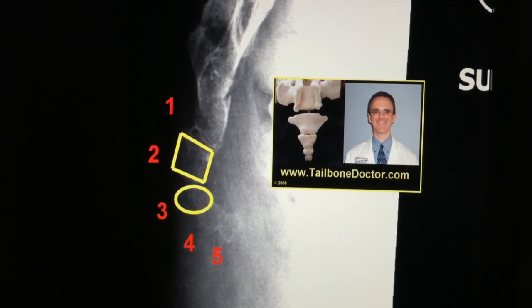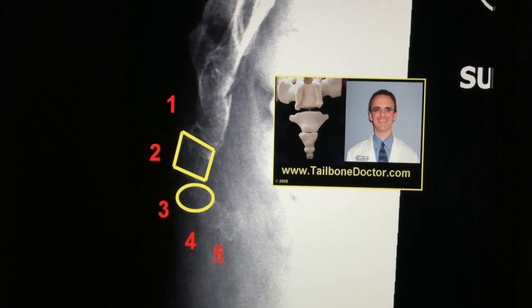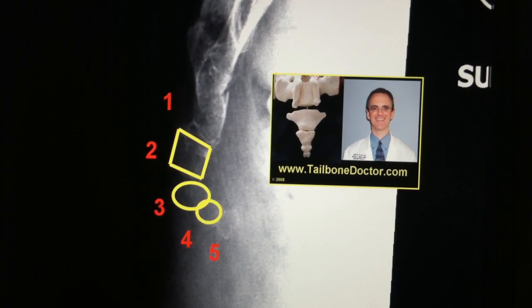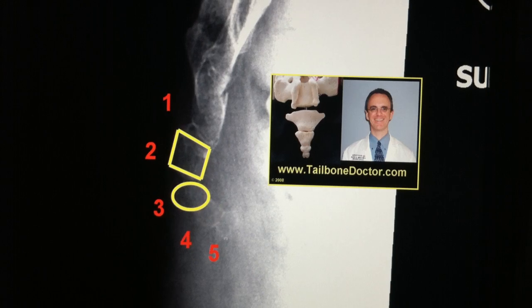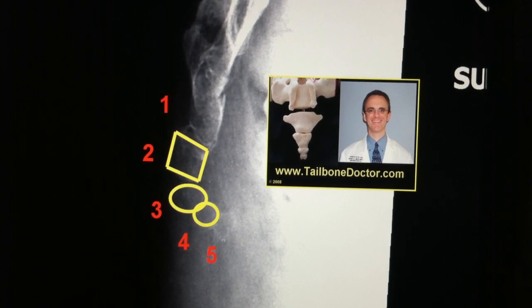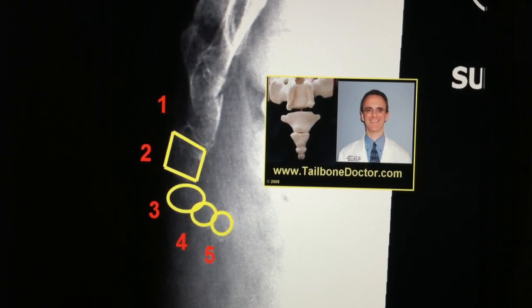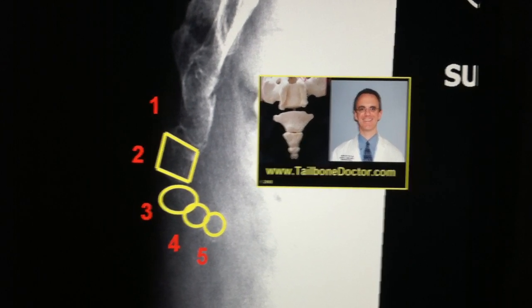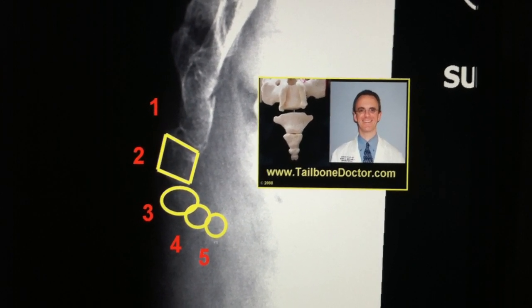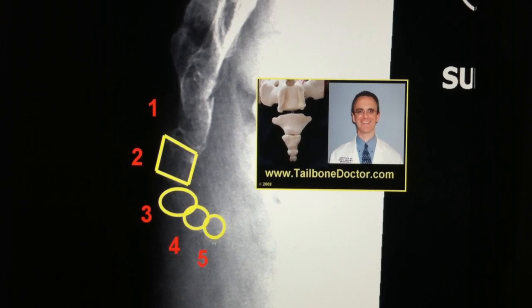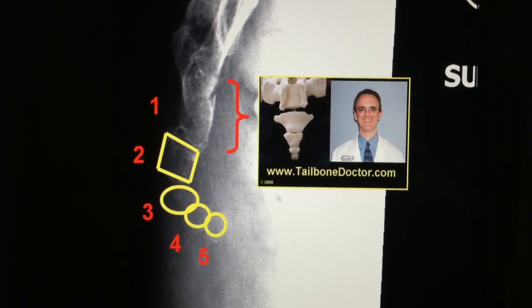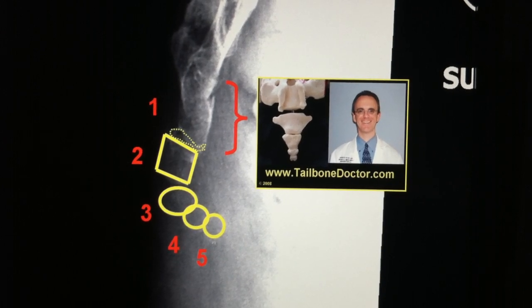And then down here, now I'm circling or outlining the third coccygeal bone. And now we'll move on to the fourth. And down below, of course, is the fifth. Okay, so you can see those coccygeal bones. The one that I haven't outlined yet is the first coccygeal bone, and we're going to go through that in just a moment. That's right up here, shown by the red bracket.